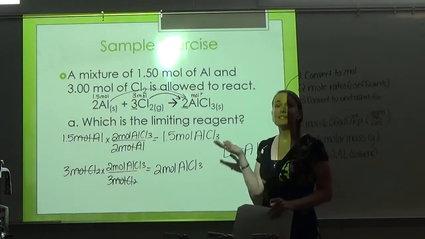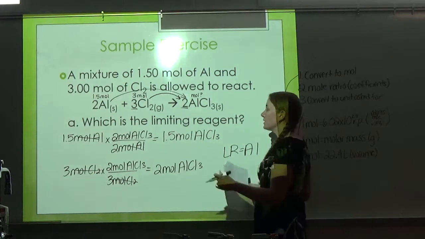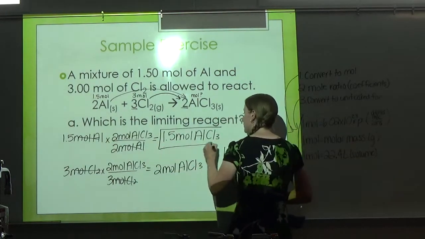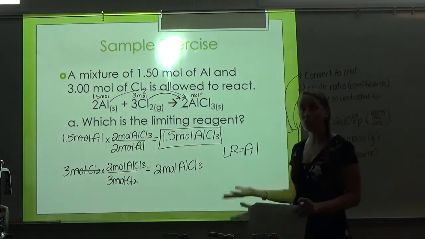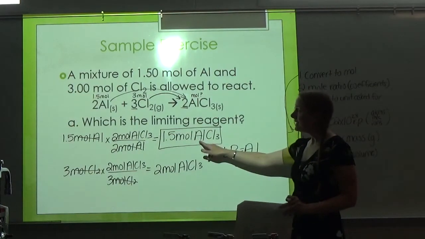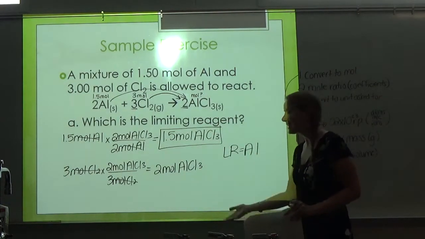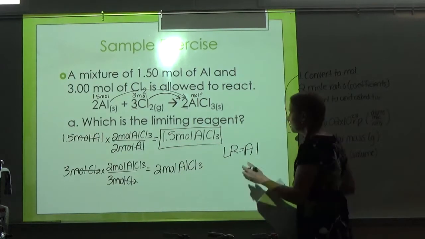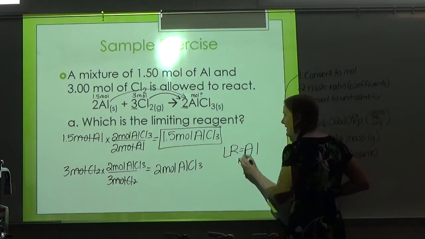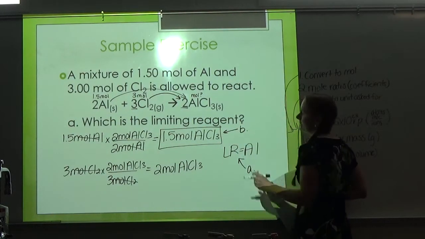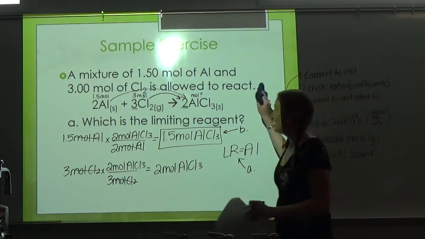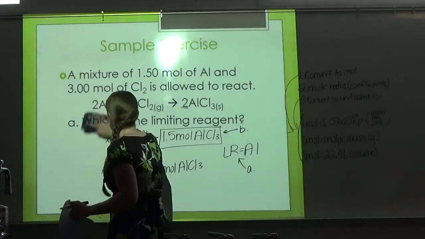Now part B says how much aluminum chloride is produced. Well, that would be this right here because remember, you pick the lowest. Alright, so for part B, there's my answer. Since it's on the next slide though, I'm just going to box it on here. So this was my answer for part A, and this was my answer for part B. Alright, so let's move on and look at what part C asks us.